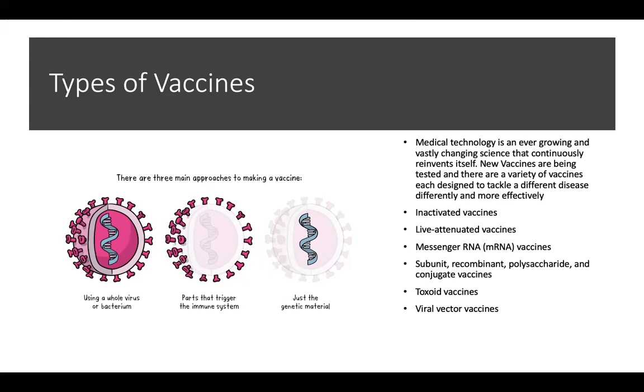It's researched for years. So essentially, there are six types of vaccines. There's an inactivated vaccine, a live attenuated vaccine, an mRNA vaccine, the subunit, recombinant, polysaccharide and conjugate vaccines, toxoid vaccines, and viral vector vaccines.